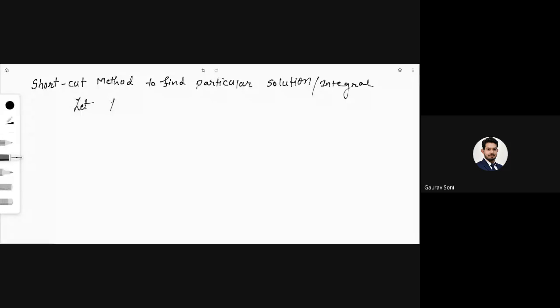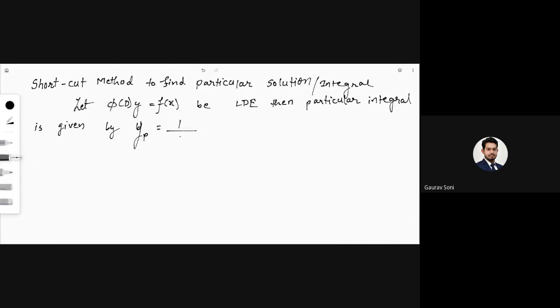Let phi of D acting on y is equal to f of x be a linear differential equation, then the particular integral is given by y p is equal to 1 upon phi of D acting on f of x.